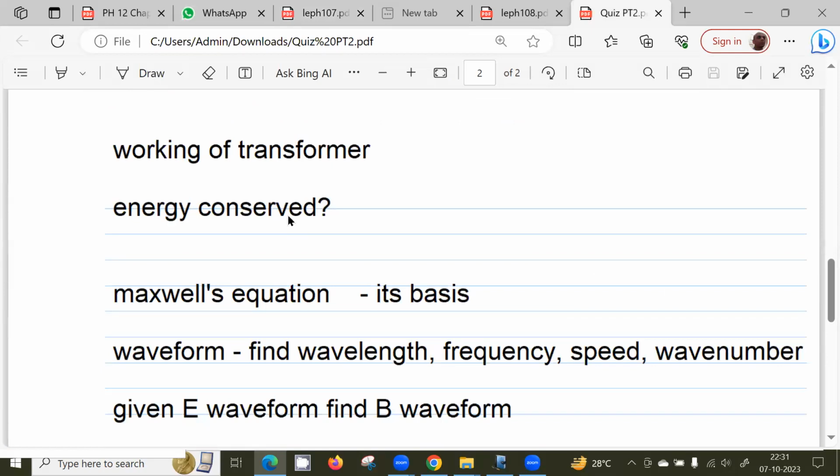So is energy conserved in a transformer? If you assume it's an ideal transformer where there are no losses, then the energy is conserved. Whatever the input power is, it is the same as the output power. That's why if the voltage goes up, the current will go down, so that the product of the current and the voltage is the same. So energy is conserved in the ideal transformer. Is it clear?